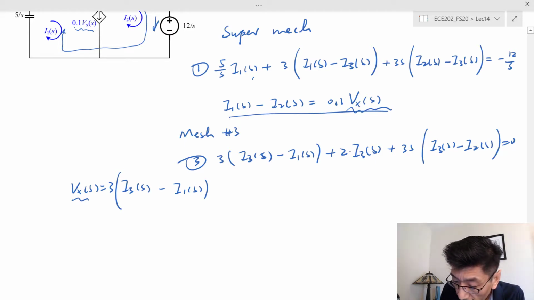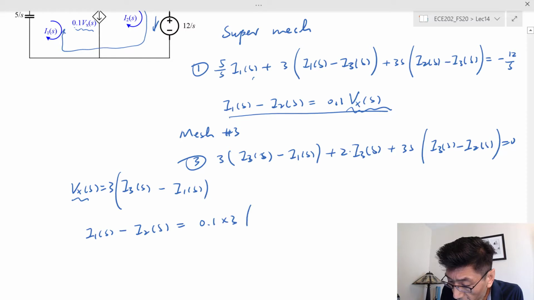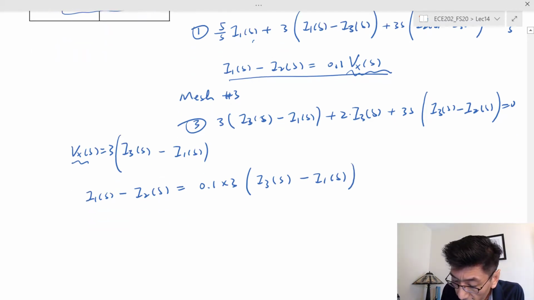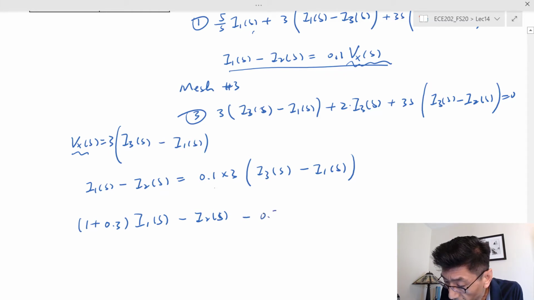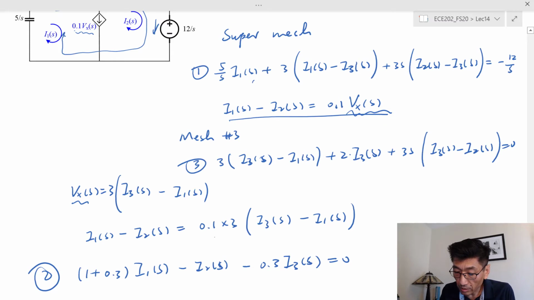So for the second one here, I'm writing I1 minus I2 is equal to 0.1 times 3 (I3 S minus I1s). So let me move to the other side. Let's see if we can get this. So for I1 here, I got a 0.3. So I get 1 plus 0.3 for the I1, right? And for I2, I got a negative I2s. For I3, I got a negative 0.3 I3s. That's equal to 0. So this is going to be our second equation. So we combine the first, second, and the third. So now we have 3 equations with 3 unknowns, right?